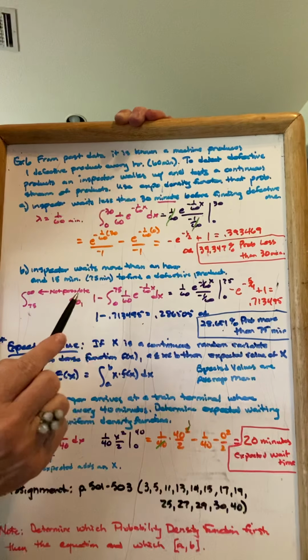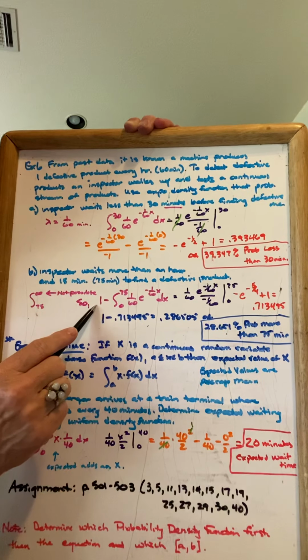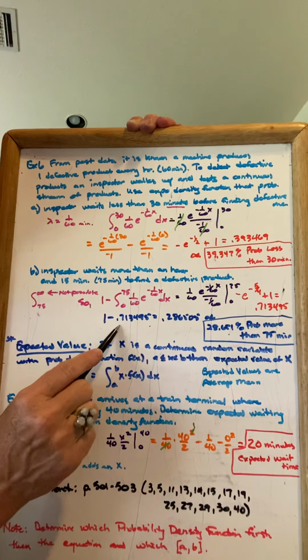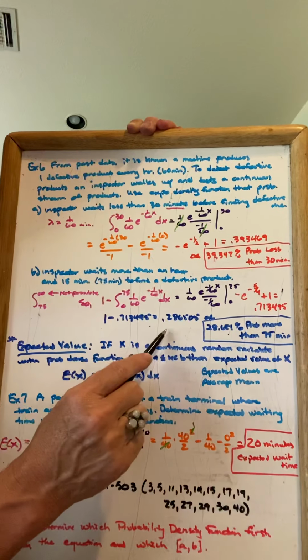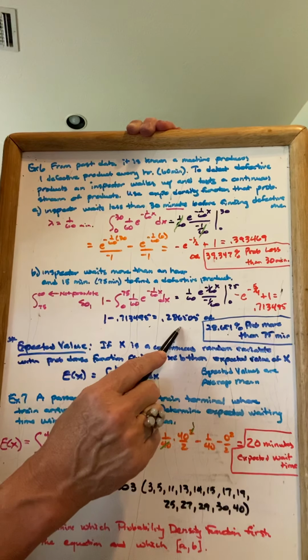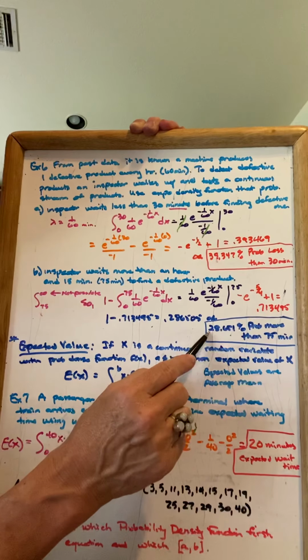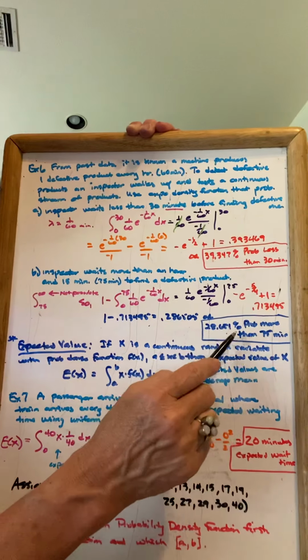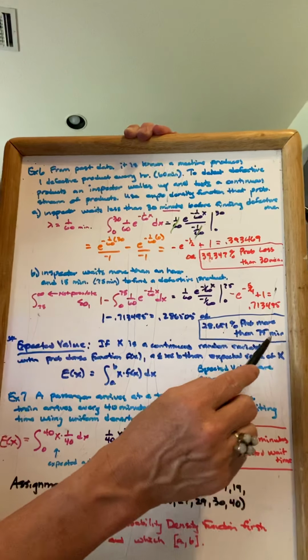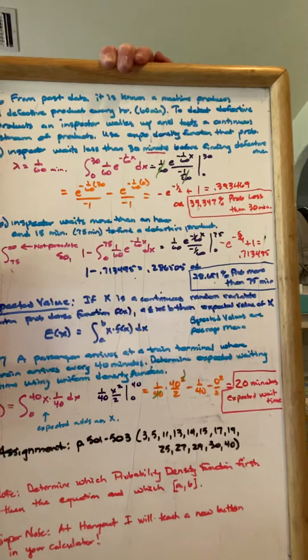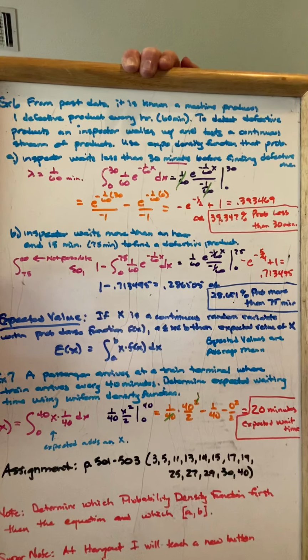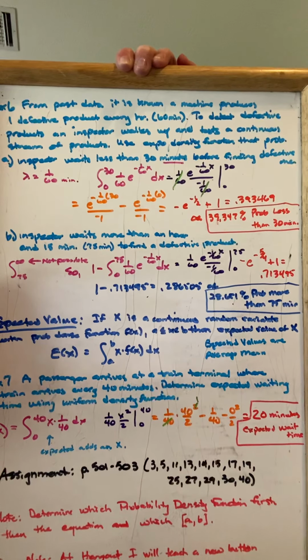However, remember I was doing the complement, so don't forget. So what's 1 minus 0.713495? That's 0.286505. So you move the decimal place over, and it's 28.651% probability more than 75 minutes. All right, so those are your two exponential density problems on that one.